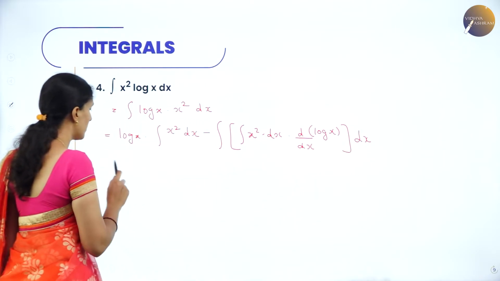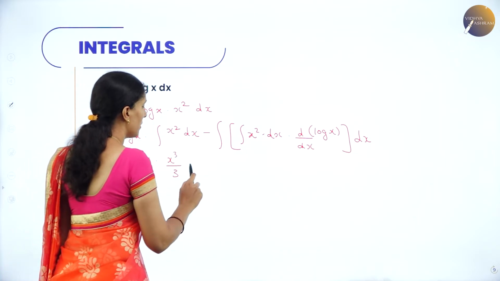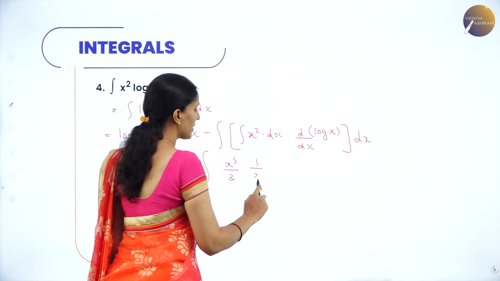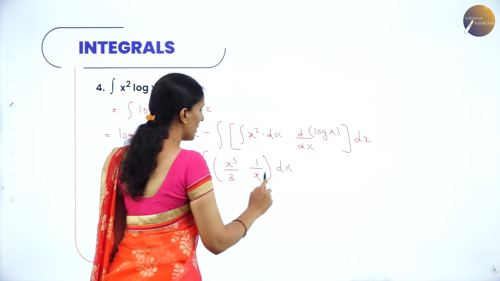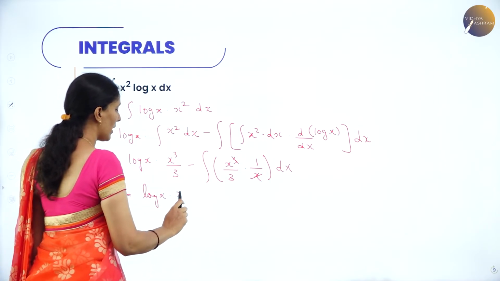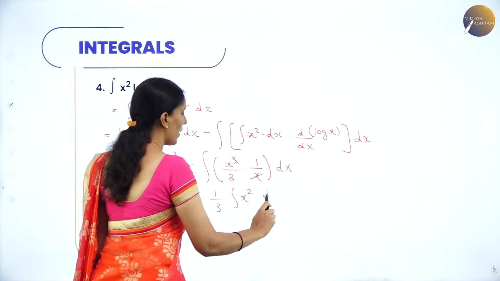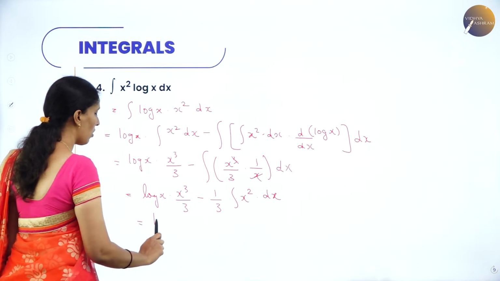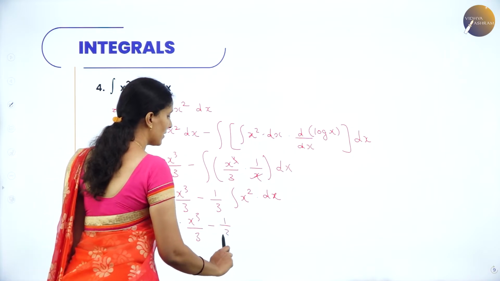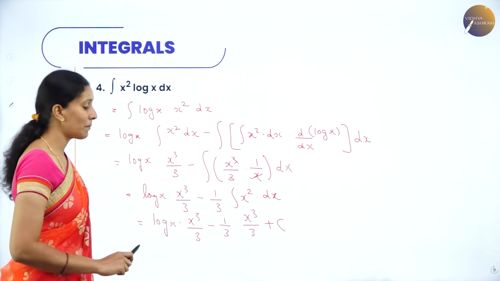So with respect to x. The integral of log x times x square is given by log x times x cube by 3 minus the integral of x cube divided by 3 into 1 by x with respect to dx. x cancels here. So we have log x into x cube by 3 minus 1 by 3, I have taken the integral of x square dx. Again we get log x into x cube divided by 3 minus 1 by 3 into x cube divided by 3 plus c. The integration of x square is x to the power 3 by 3.